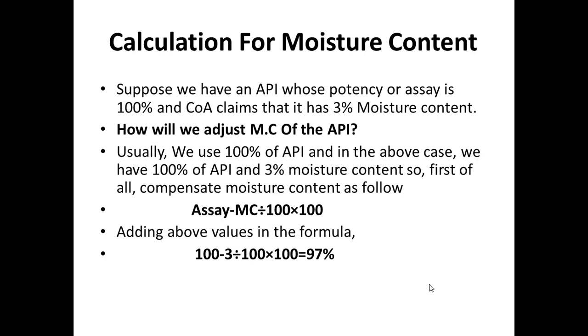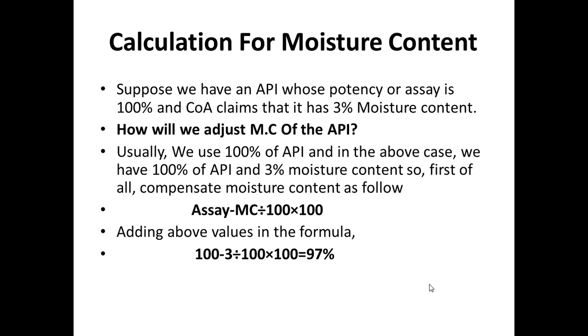Calculation of moisture content. Now I want to explain some calculation methods for how we can calculate the moisture content in any dosage form. Suppose we have an API whose potency or assay is 100% and the certificate of analysis claims that it has 3% moisture content. How will we adjust the moisture content of the API? Usually we use 100% of API, and in the above case we have 100% of API along with 3% moisture content. So first of all, compensate moisture content as follows.